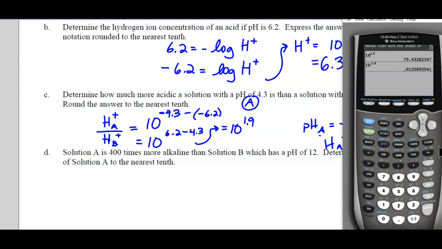Comparing that one to the other one. So always check, does it make sense for your question? This is 79.4 times as acidic.